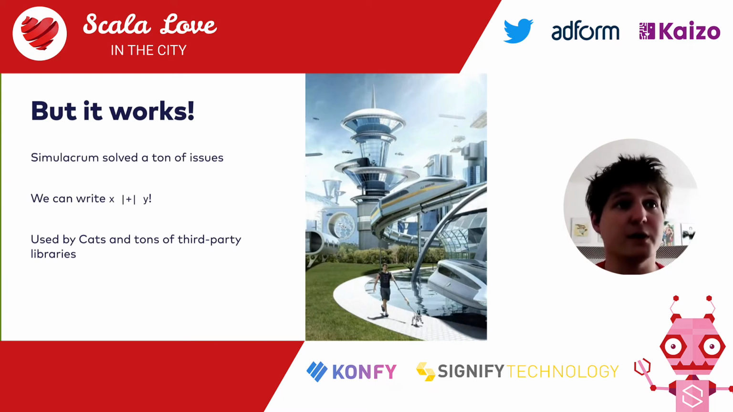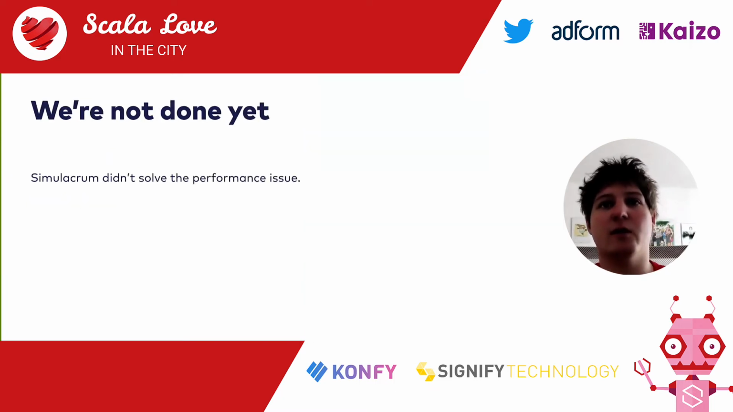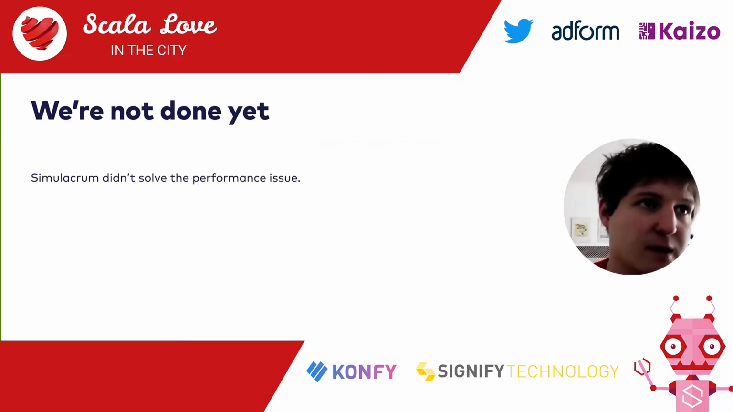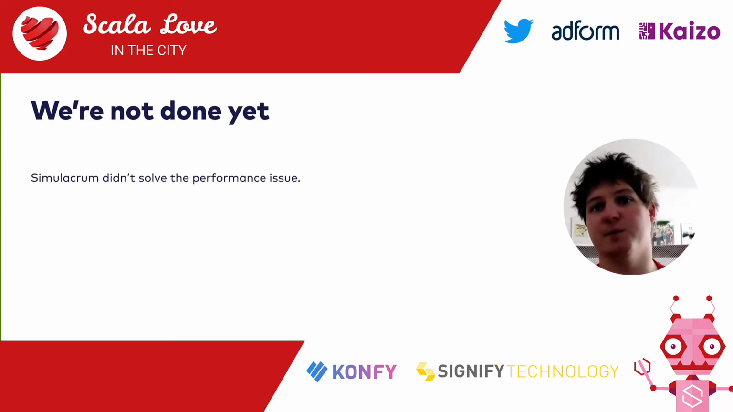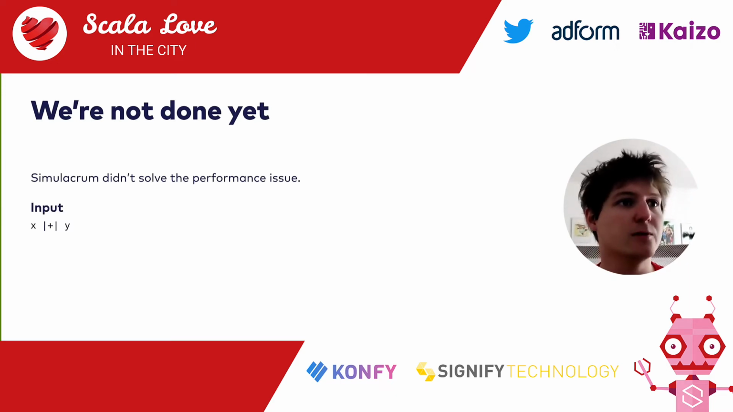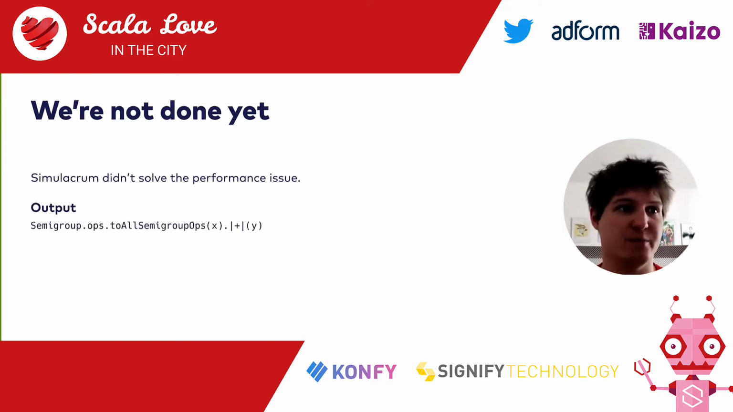Okay, so it solved a ton of issues, but it didn't solve all of the issues that we have with type classes. In particular, Simulacrum didn't solve the performance issue. So let's say you write something innocuous like this. You add two maps together, for example, x plus y. And it looks easy enough if you type it. The question is, what does the JVM see when you want to execute it? And this is what actually happens.